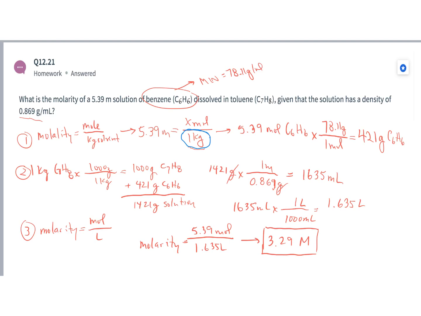So I think that's the jump that people were missing. We can use the 1 kilogram just fine for our molality calculation, but for our molarity calculation, we need to find the total volume. And so to find the total volume, I need to find the mass of my solvent and my solute. Add those masses together, then I can use density to find my total volume of 1.635 liters, and I need to use that to find my molarity. So hopefully that helps with that question.